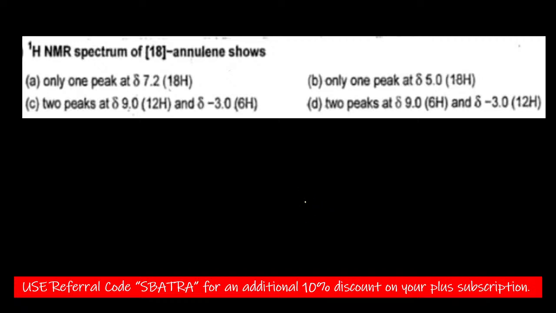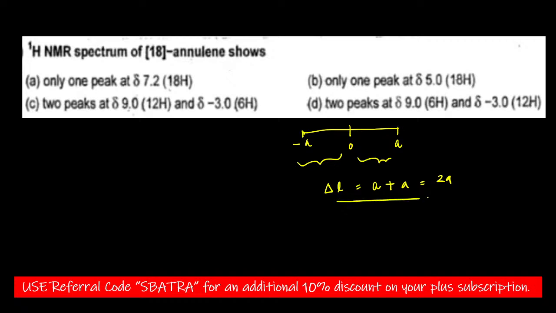How did we get L equals 2a? See, minus a to plus a is your length. Plus a means from the origin, this is your a distance, and from the origin in the opposite direction, the distance is also a. Minus represents that the direction is opposite. So a distance from here and a distance from here. So delta L will be, this is your distance from 0 to a, and this is also a distance. So a plus a is equal to 2a.